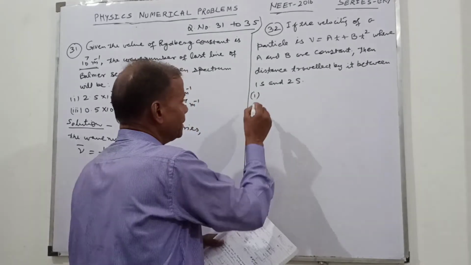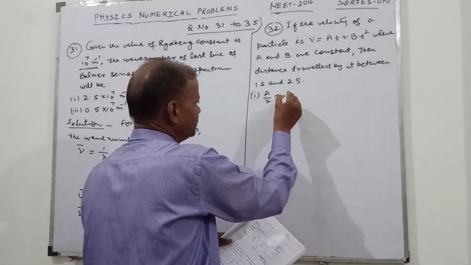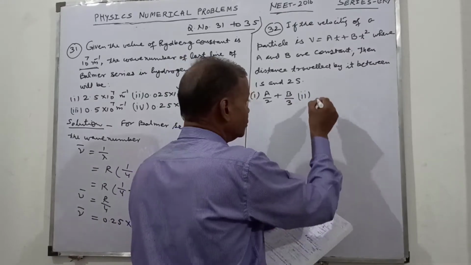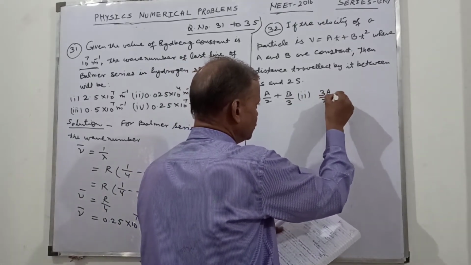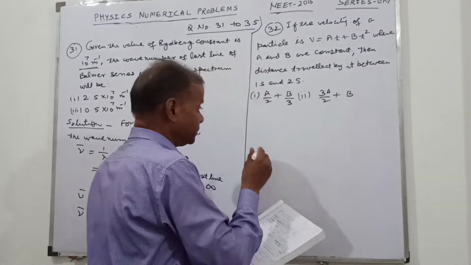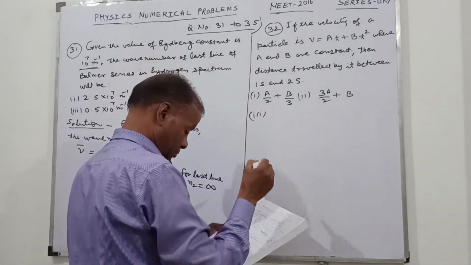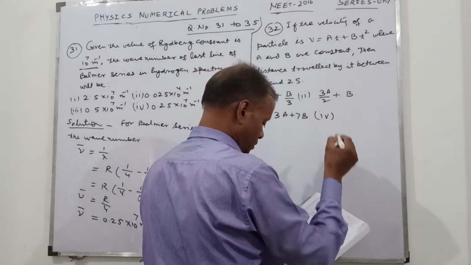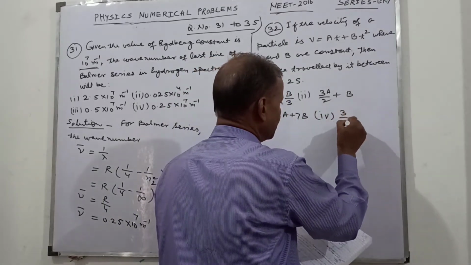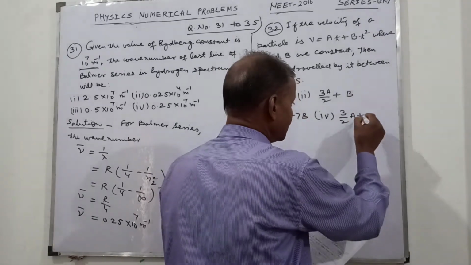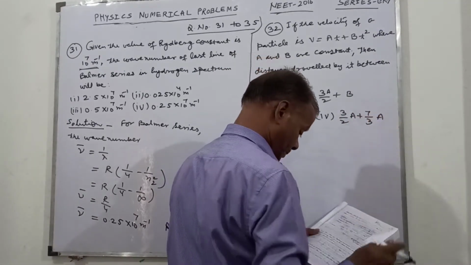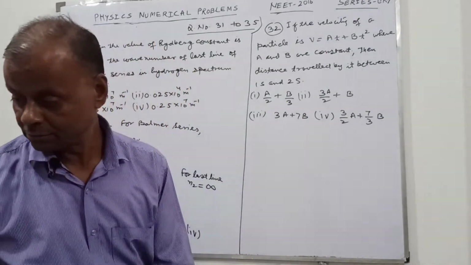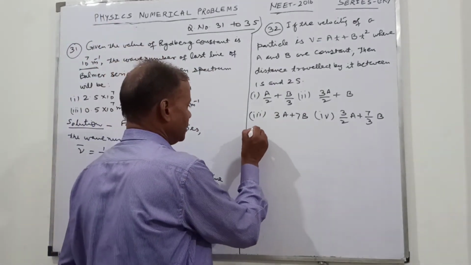The options are: A upon 2 plus B upon 3, and second option is 3A upon 2 plus B, and third option is 3A plus 7B, and fourth is 3 by 2 A plus 7 by 3 B. This is the given question. Now the solution.